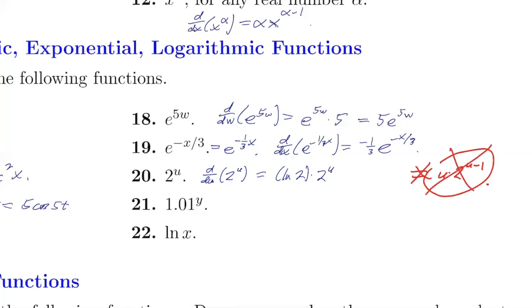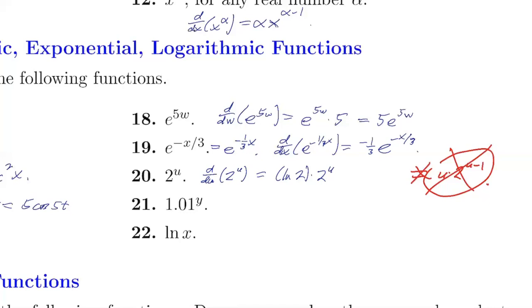It's not the power rule because the variable is in the exponent. Power rule only works when you have the variable in the base and then you have a constant exponent. Here, the constant is in the base and the variable is in the exponent. So it's an exponential type function, and it turns out that it's this ln of 2 times 2 to the u. Again, maybe I'll give a little bit of a sense why that is.